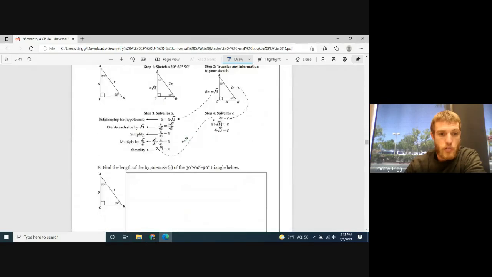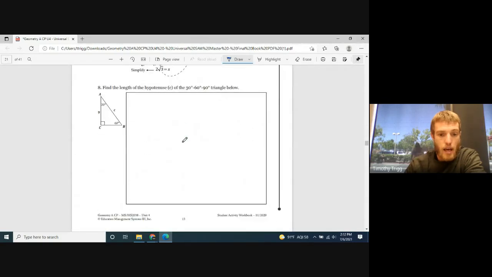Now let's go down to question 8 on page 13. It says, find the length of the hypotenuse, the C, in this 30, 60, 90 triangle. So it's a 30, 60, 90. So I would, again, like we did before, set up first a fraction. So let's say I do C over 9. So it has to be these two things that we know or that we're looking for from this triangle.